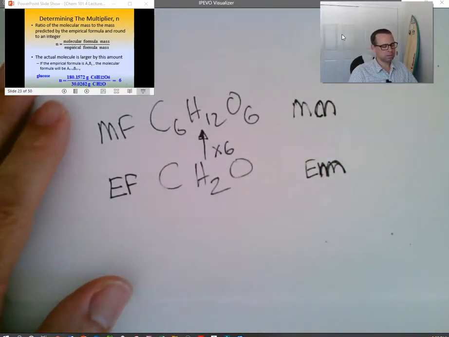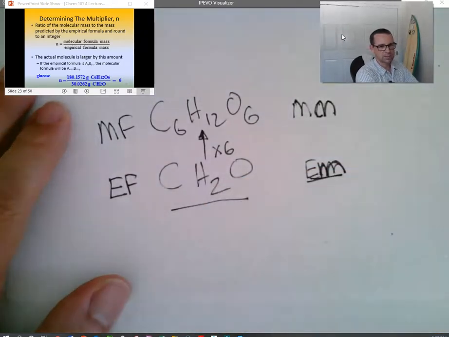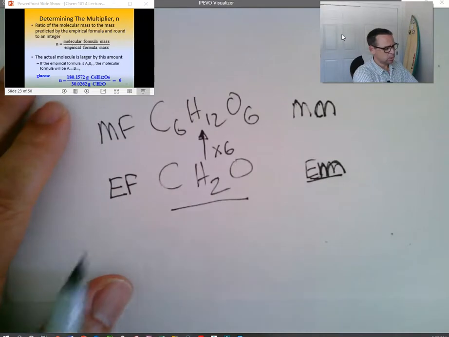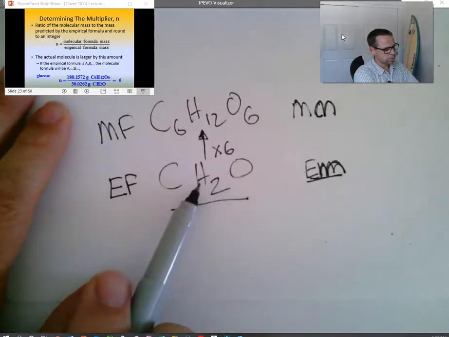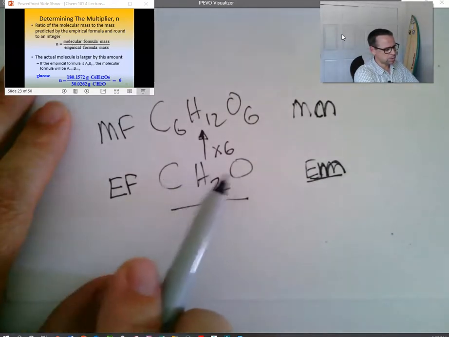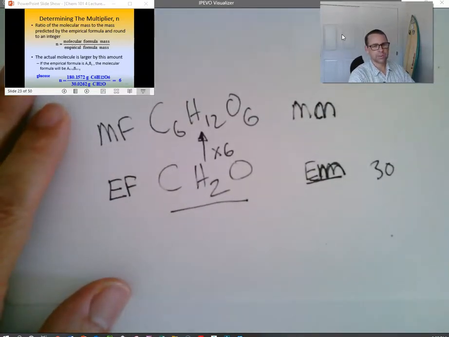Molecular mass. Now we find the empirical mass by just looking at the mass of that there. Let's see, 1 carbon is 12, 1 oxygen is 16, 2 hydrogens, that's 1, 2. So 16 plus 12 plus 2 plus 16, that's 30. 30. Okay?